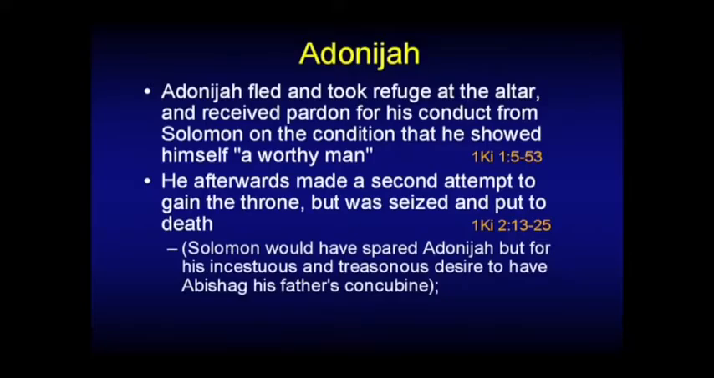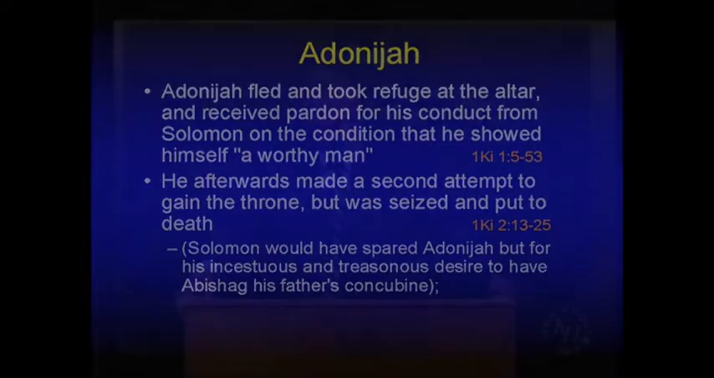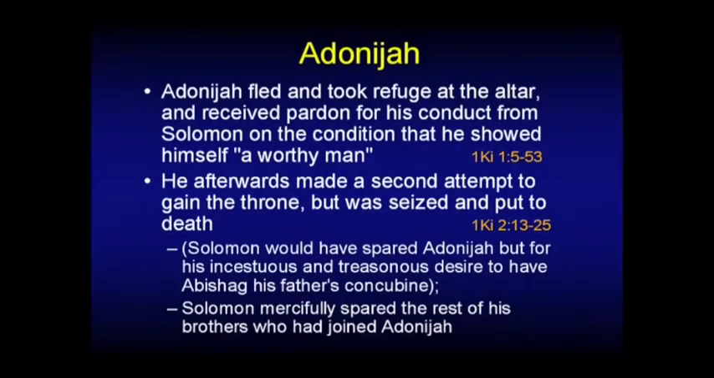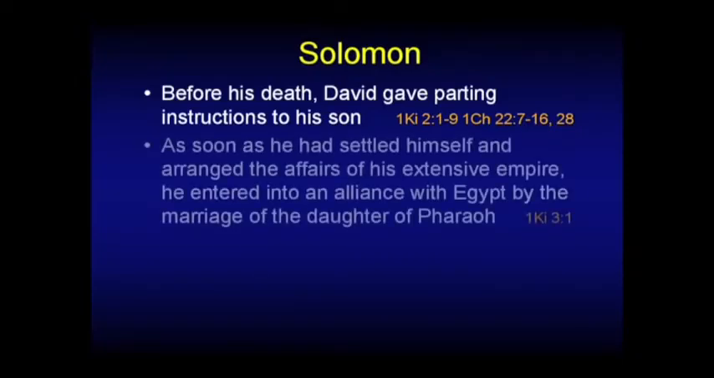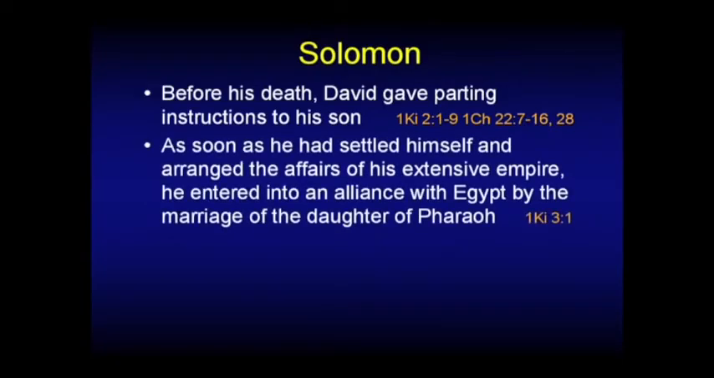Solomon still might have spared Adonijah, but there's an intrigue going on with Abishag, David's concubine, who probably was the person that's featured in the opera known as Song of Songs. But anyway, Solomon was merciful to the rest of his brothers. Before his death, David gave him a whole list of things to do, and gave him his instructions. That's all listed in 1 Kings. And then Solomon arranges his affairs, marries the daughter of Pharaoh of Egypt.